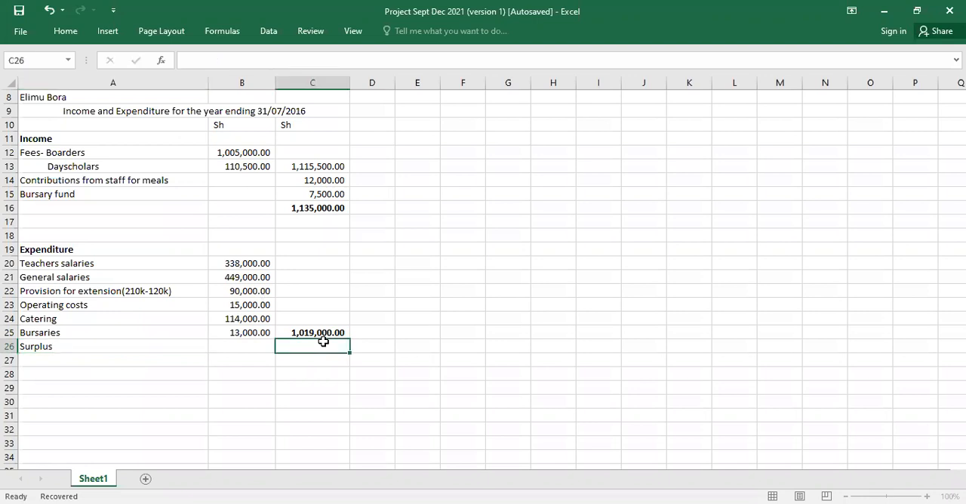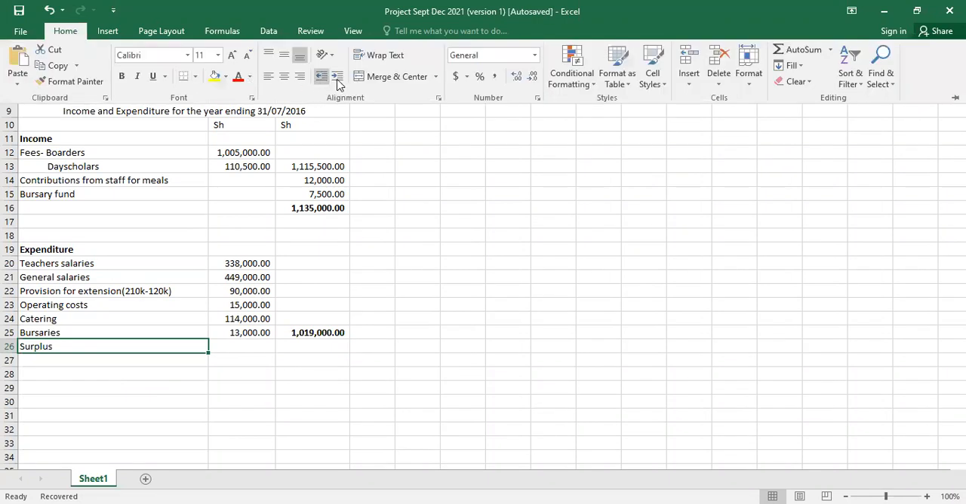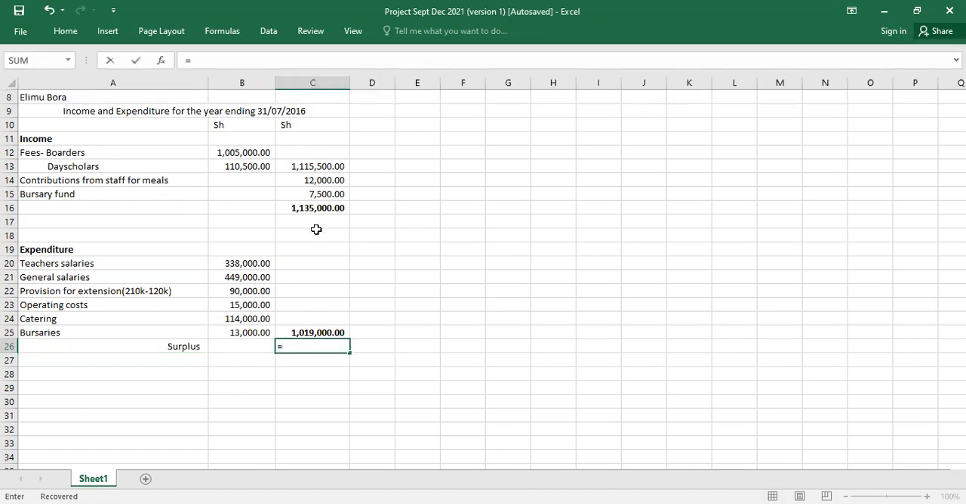So there are instances where you are going to get an expense. Just indent this. So my surplus is that minus that. I get 116. But if you look at the question, we had an income and expenditure account that had been brought forward. What was that amount? We had income and expenditure that had been brought forward.